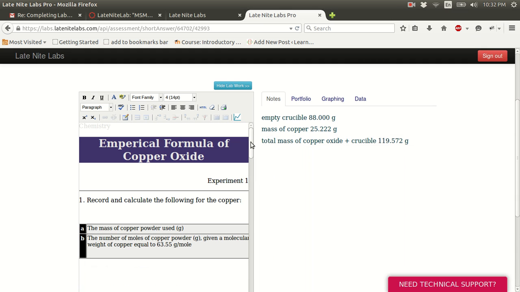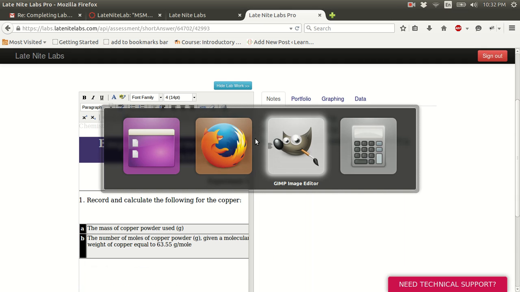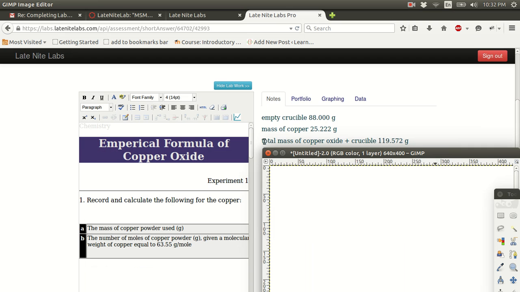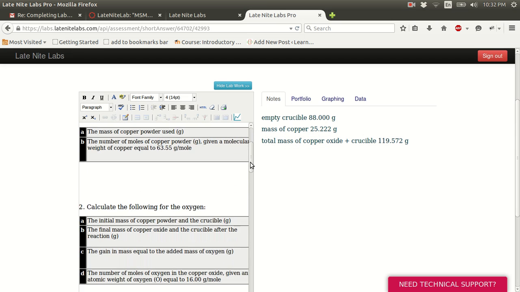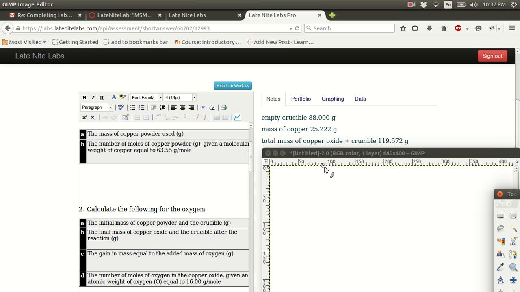Hi, it's Glenn. I'm here to show you the calculations for experiment number 1 in this empirical formula of copper oxide late night lab. So, let's see, the mass of copper powder used, I used 25.222 grams.